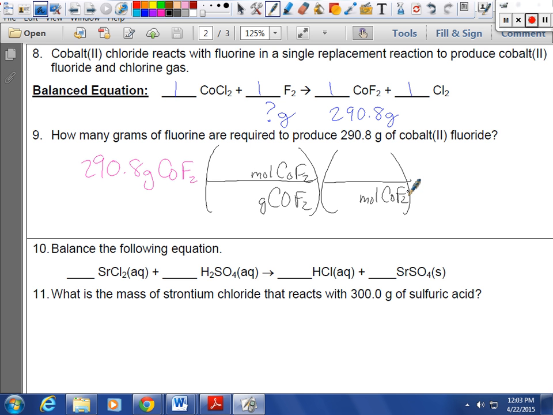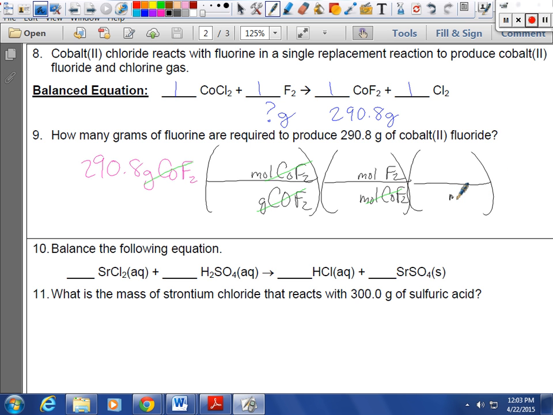At some point, I've got to get from cobalt-2 fluoride to fluorine. At what point do I get to that? This step right here. This is called my what step? My mole-to-mole step. So I'm going from moles of cobalt-2 fluoride to moles of F2. So far, unit-wise, our grams canceled, our moles canceled. Can I stop there? I could if the question was how many moles of F2, but I can't because I need to go one more step.